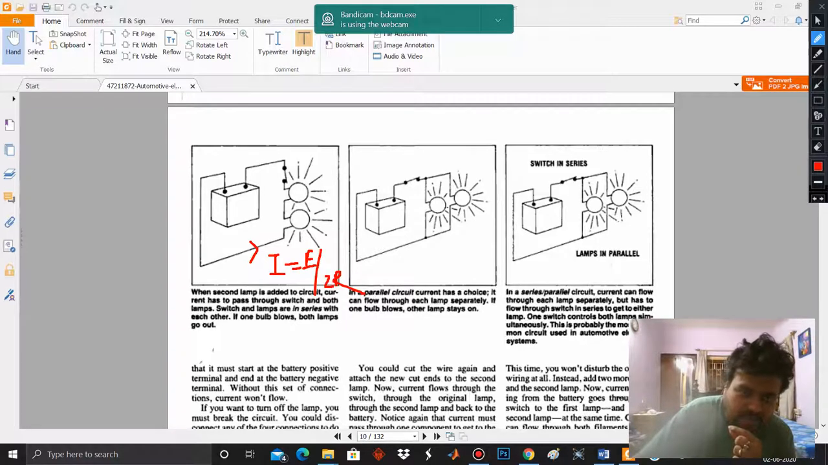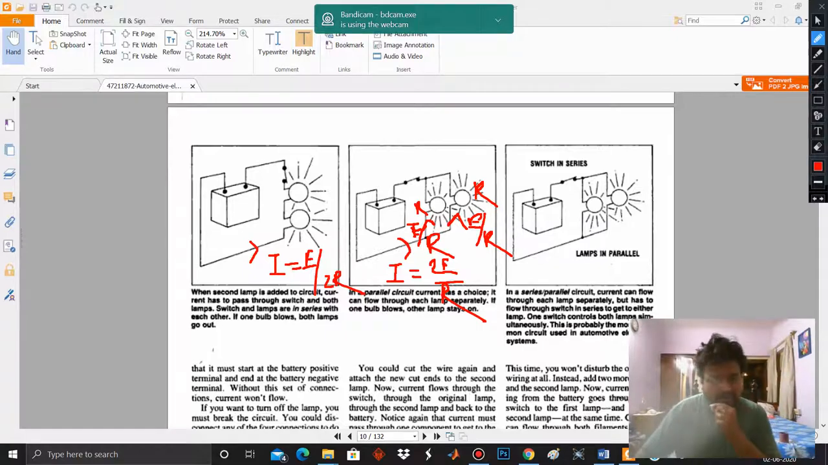So the same current flows through the series circuit. But here, what is happening? Here I is equal to 2E by R. But by the current division rule, since they have equal resistances, the current will be divided equally. So this will be equal to E by R, and this will be equal to E by R.